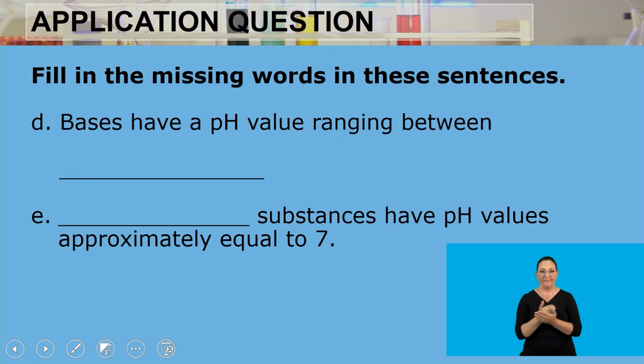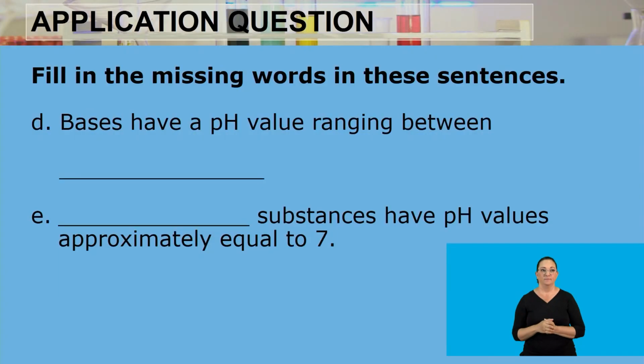Now, next question, again, we are still filling in the missing words so that the sentences that we are trying to complete make sense and are true. So, bases have a pH value ranging between what? We know that for a base to be a base, it needs to have a pH that is greater than 7, not 7, greater than 7, and all the way to 14. So, therefore, we can say above 7 until 14.